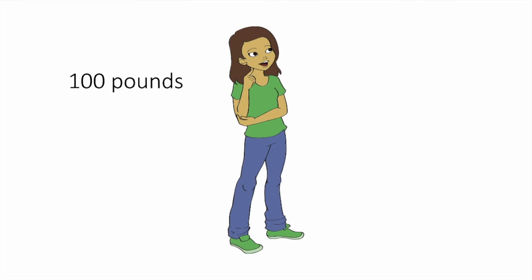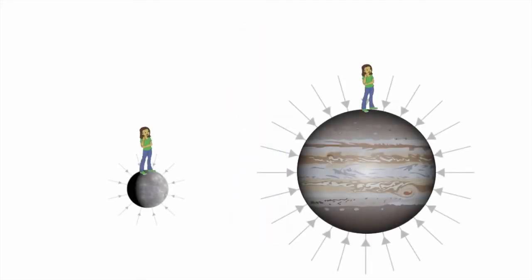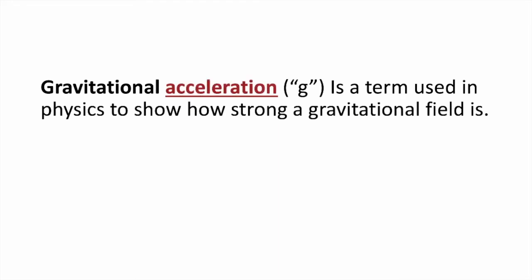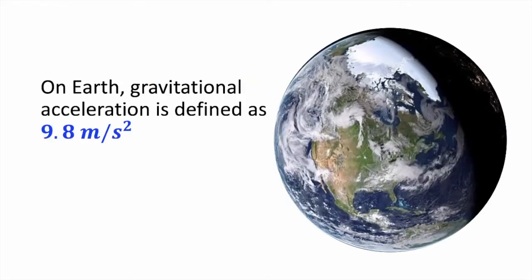For example, say you have a 100-pound 7th grade student. On Mercury, that student would weigh 38 pounds, but on Jupiter, the student would weigh 250 pounds. Gravitational acceleration, which is given the symbol lowercase g, is a term used in physics to show how strong a gravitational field is. On Earth, gravitational acceleration is defined as 9.8 meters per second squared.